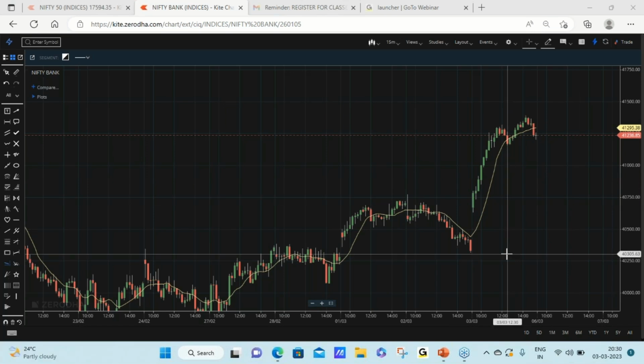See, in intraday trading, the secret to make money is that you need to match the trend as well as momentum. There's a famous saying which says trend is your friend and momentum is the king. So you cannot make money by trading against the trend. First of all, the trend has to be bullish.